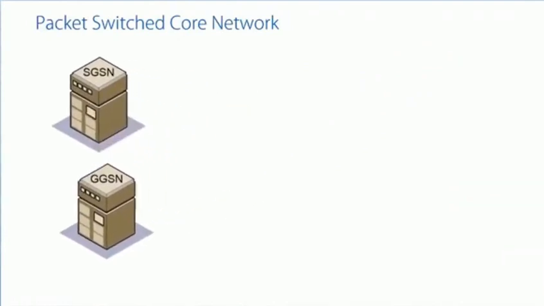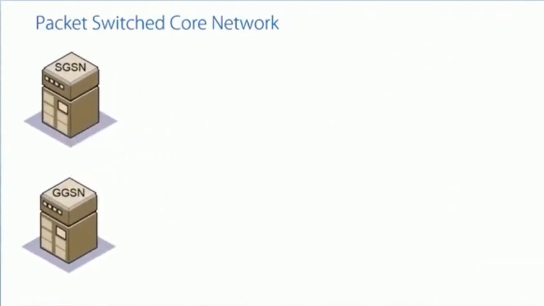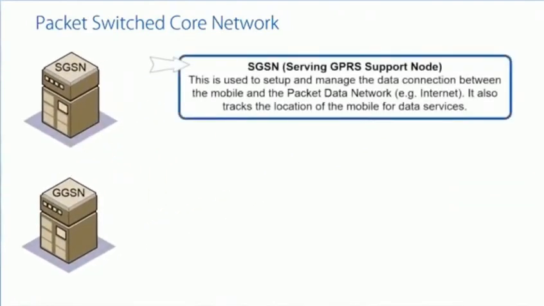If we have a look at the SGSN and GGSN in a little bit more detail. So the SGSN is very much where you're going to establish your packet switch connection. It's going to manage the subscribers. It's going to connect you to the GGSNs, the gateway GPRS support nodes. It's also going to keep a track of where the mobile is currently located.